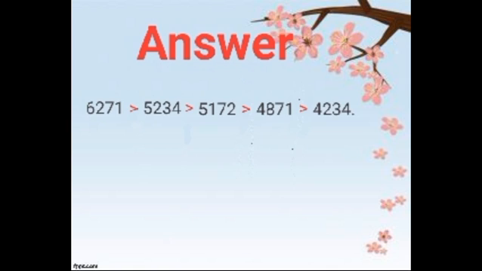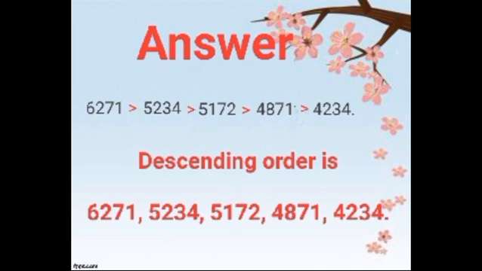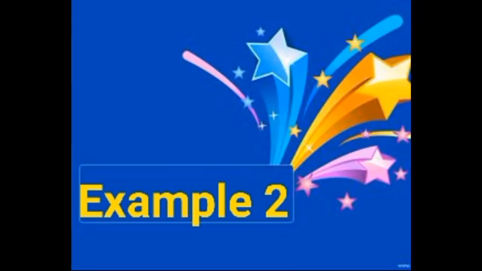We use the symbol greater than. We can read this sentence: 6271 greater than 5234 greater than 5172 greater than 4871 greater than 4234. Therefore, the descending order is 6271, 5234, 5172, 4871, 4234.